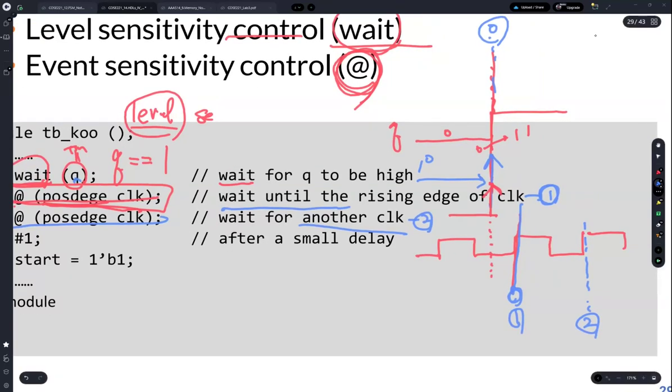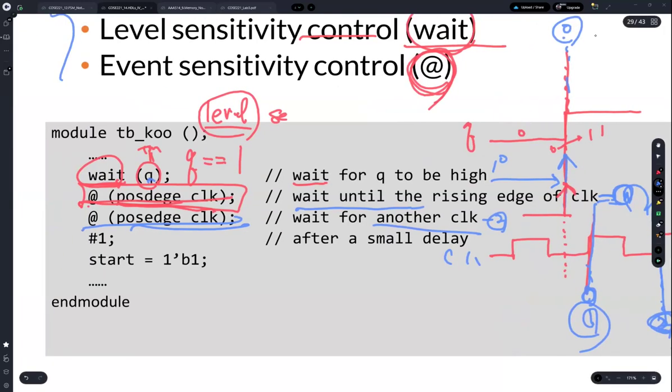So this point is this timing is 1. Then this is the time at this point. So this is the clock signal, and then another at positive edge of clock. So this is another rising edge, the next rising edge of clock. So this is the 2.